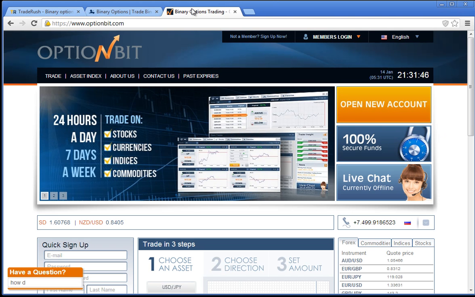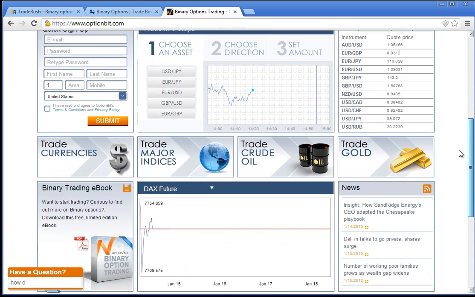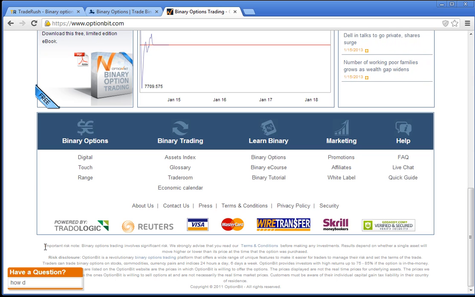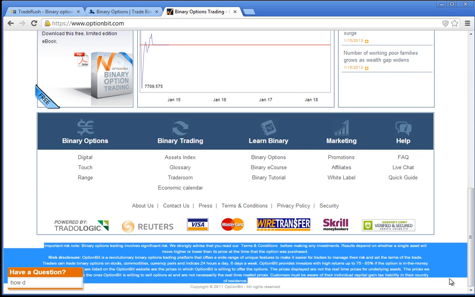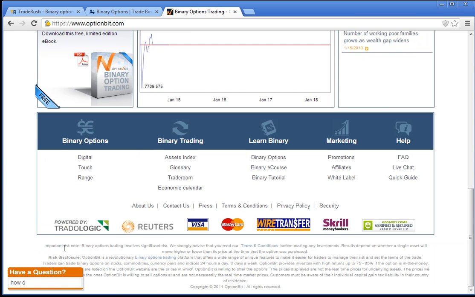The first site we're going to take a look at is Binary Options Trading, and I'm just going to scroll to the very bottom. The information that we're looking for is over here at the very bottom. I can't get rid of this annoying little question bar, so I'm just going to read it out to you because I understand that the font is very small. I'll try and read it as clearly as possible.